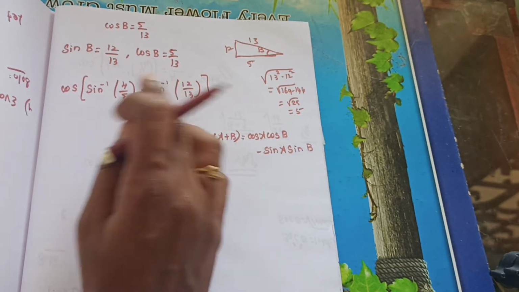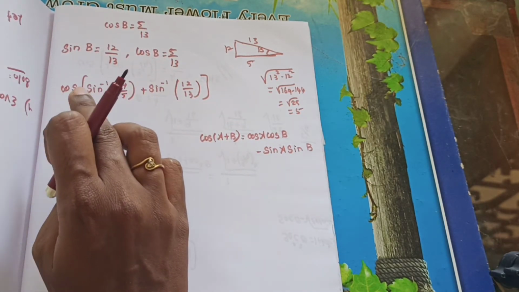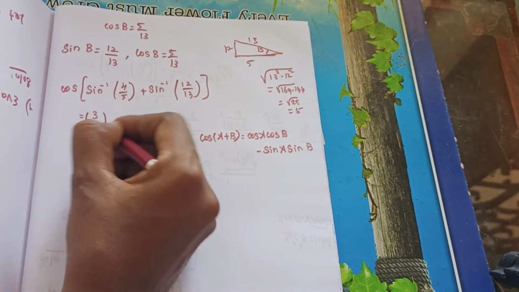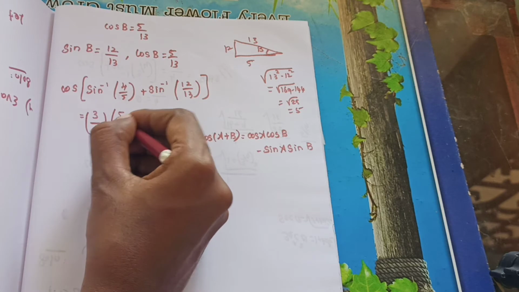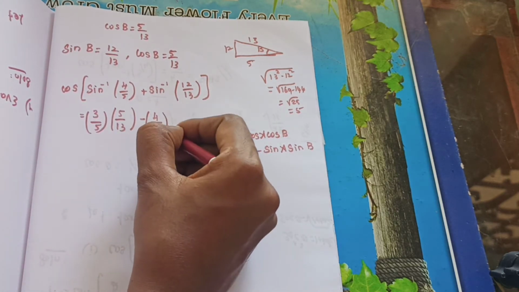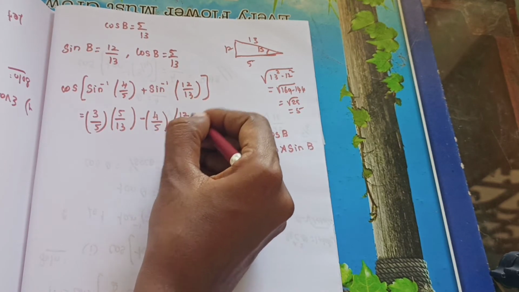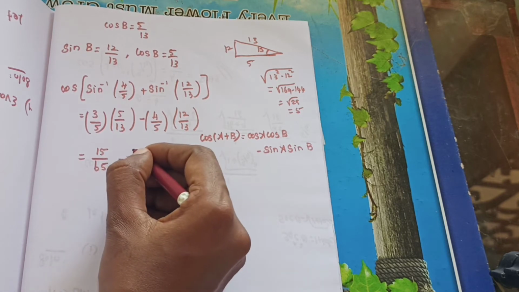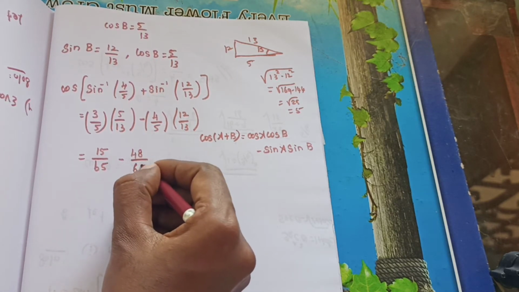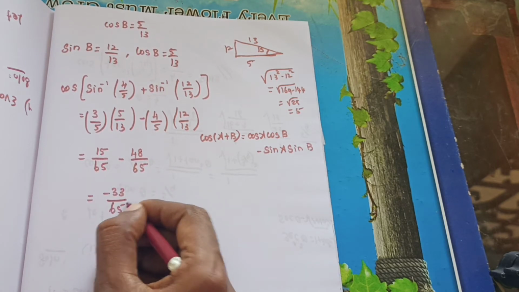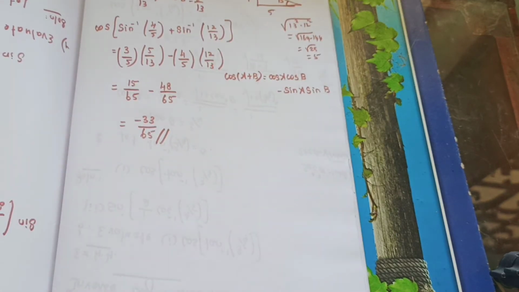What's the value for cos A? Cos A is 3 by 5, into what is the cos B value? 5 by 13, minus sin A value 4 by 5, sin B 12 by 13. Just to simplify, 15 by 65 minus 4 twelves are 48 by 65. If you subtract, you will get minus 33 divided by 65. Understand? This is the required answer. Okay.